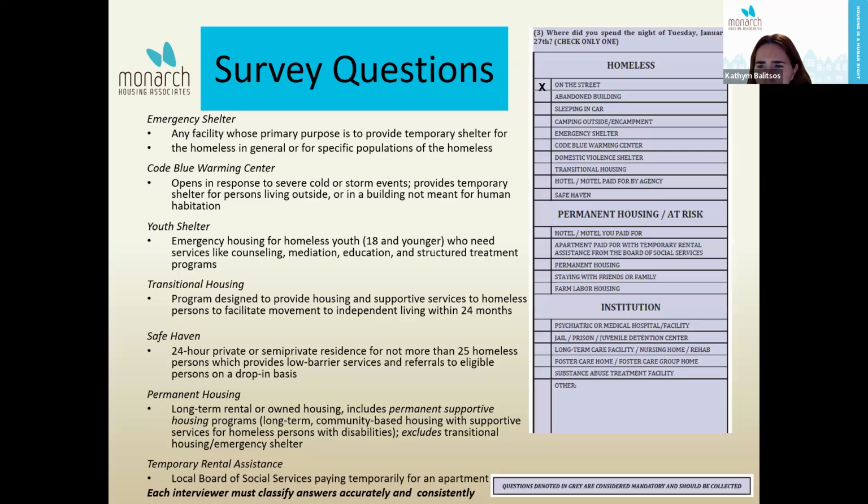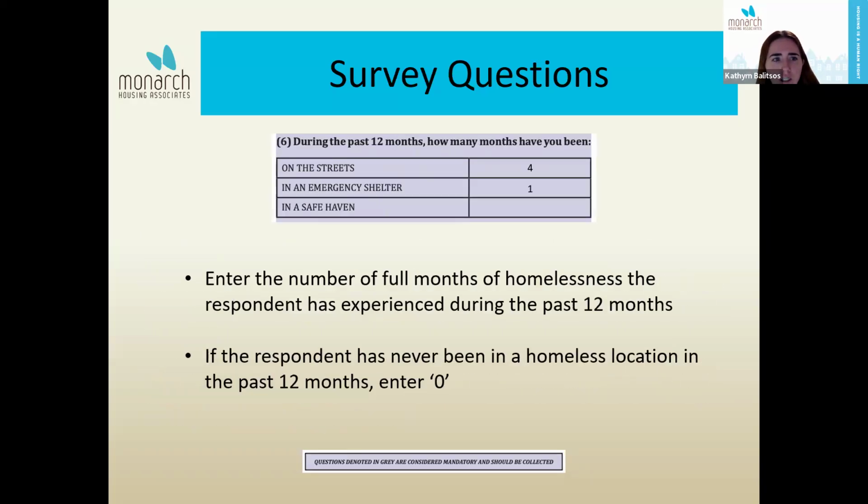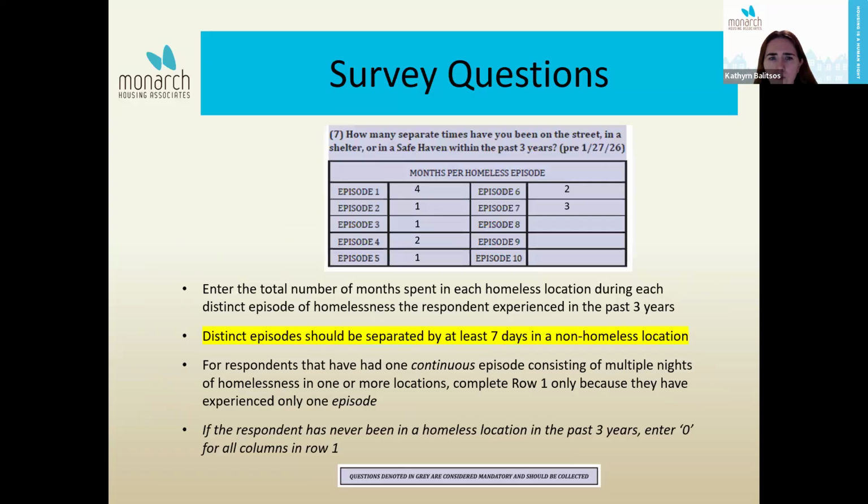Someone had asked about the episode section, so let me go back to that. If you're still on, Kiko Lomo, raise your hand so I know what questions you had about the episode section. Overall, the episodes are separate time. Anytime there's a break in homelessness of more than 7 days, that is considered a new episode of homelessness.